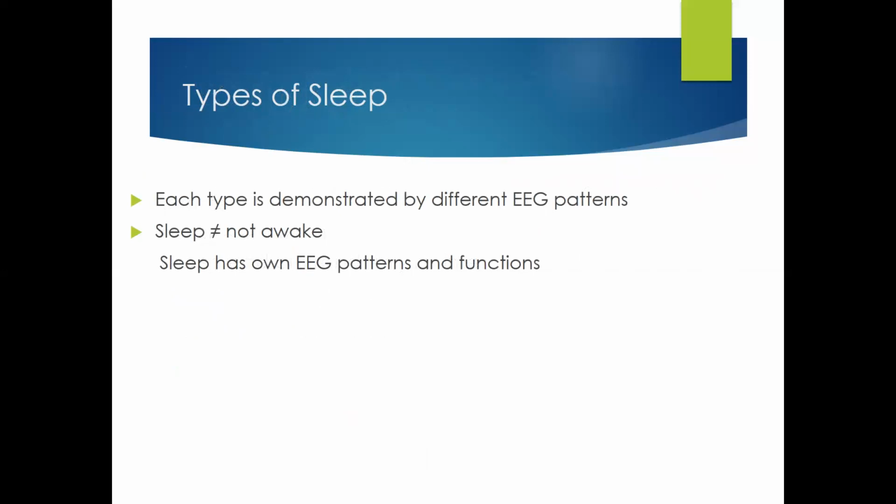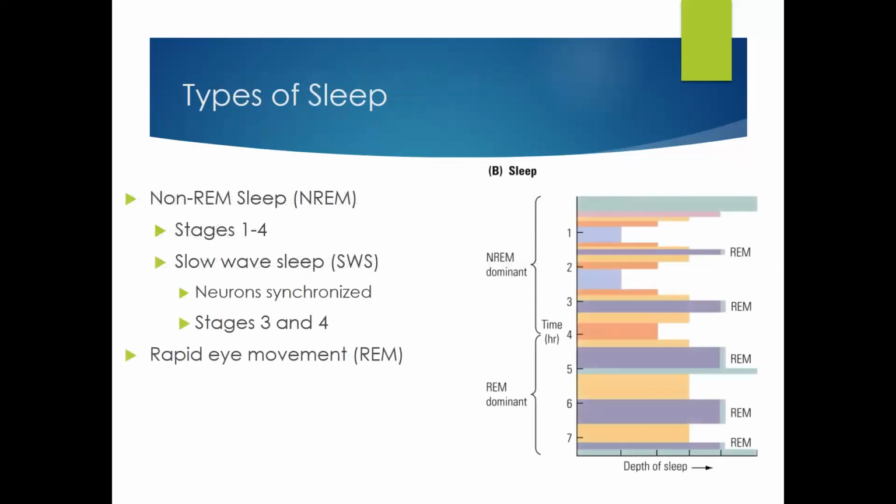Now, there are different types of sleep, and each of these is represented by different brain waves, which are measured by EEG patterns. Your brain asleep is not the same as your brain when it's awake. When your brain is asleep, it actually is more active in some areas than it is when you're awake. So your brain doesn't rest or shut off when you sleep. It does things differently. And we're going to talk a lot about that when we get to the brain.